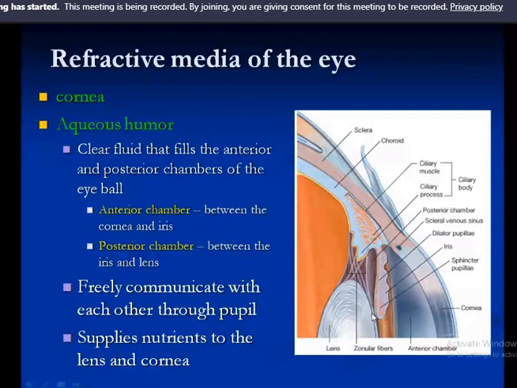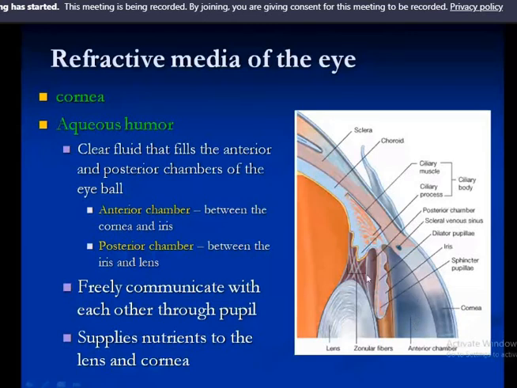In between the cornea and the iris, this chamber is known as the anterior chamber. And in between the iris and the lens, can you see the small part of the chamber? This one is known as the posterior chamber. So the aqueous humor is the clear fluid which is present in the anterior chamber and the posterior chamber of the eyeball.